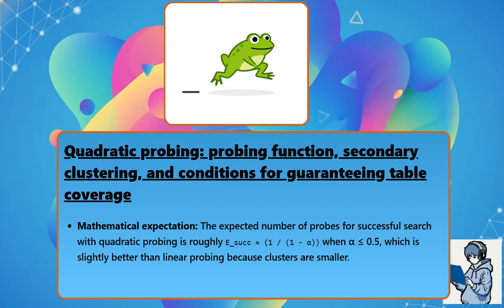Mathematical expectation. The expected number of probes for successful search with quadratic probing is roughly E suc approximately 1 divided by (1 minus alpha), when alpha is less than or equal to 0.5, which is slightly better than linear probing because clusters are smaller.